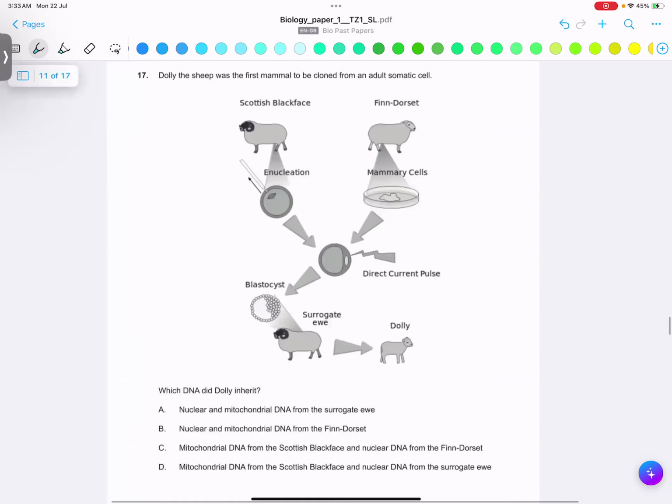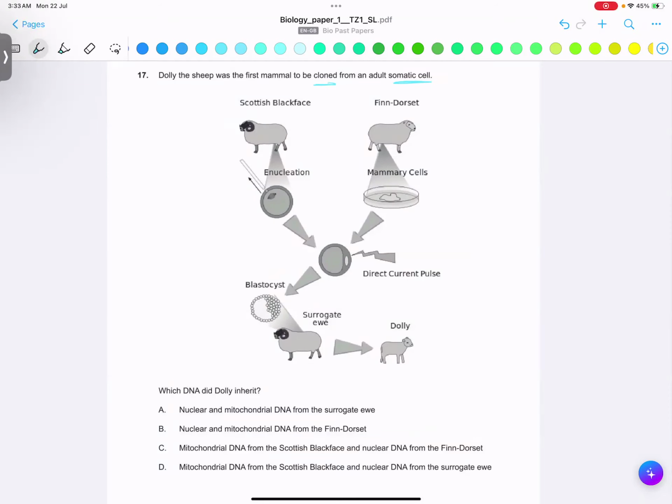So let's continue. Dolly the sheep was the first mammal to be cloned from an adult somatic cell. So it's very important: adult somatic cell, and the sheep was cloned. Which DNA did Dolly inherit? A, nuclear and mitochondrial DNA from the surrogate. Ew. Okay, so let's look at it.